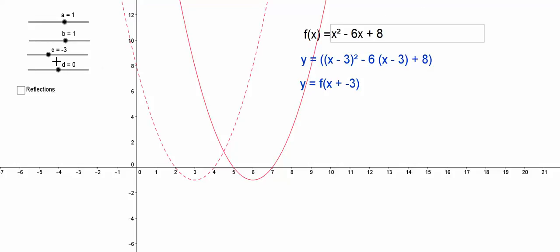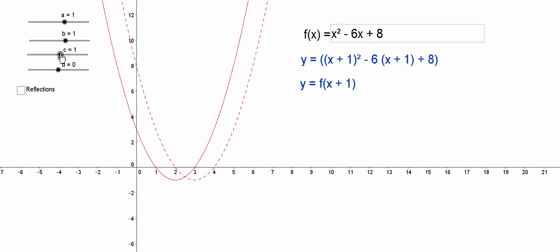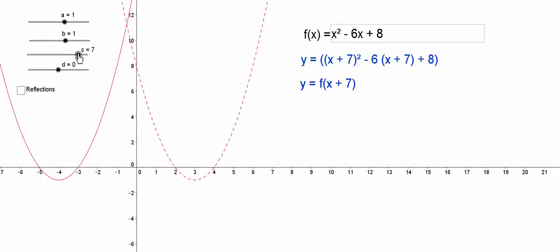To translate in the other direction, the negative direction, over here, this is a translation of factor minus 7, and that is achieved by adding 7 to the value of x. We can see that 2 has moved to minus 5 in the negative x direction, so a translation of factor minus 7.